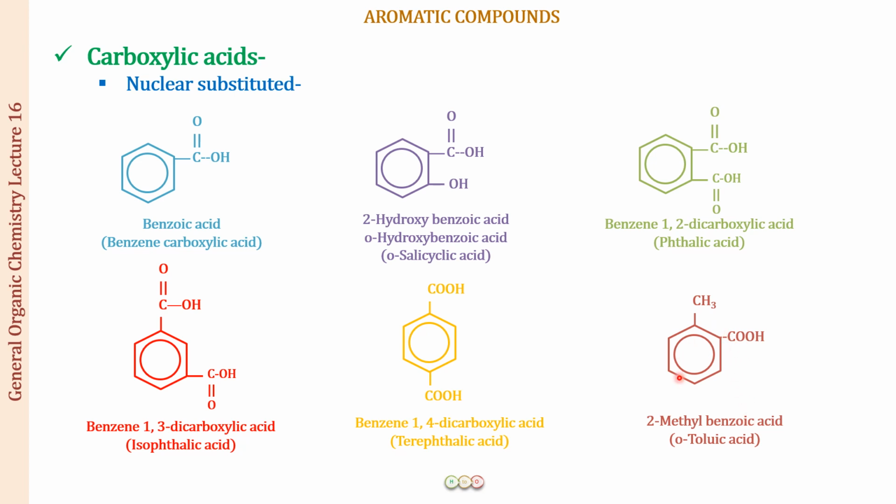So this is benzoic acid with a substituent at position number 2. The common name for this is ortho-toluic acid. So ortho-tolyl radical at the COOH group, so it's -ic acid. So ortho-toluic acid. The next we have is the side chain substituents.